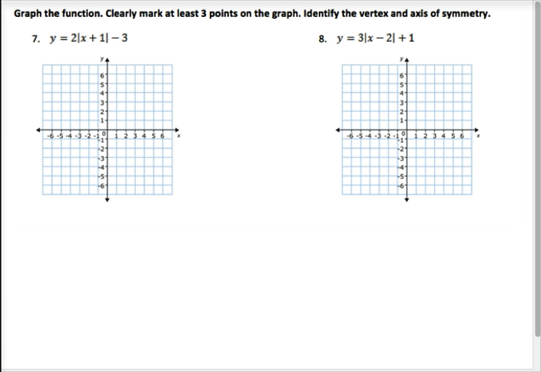All right, the next type of question. We learned how to graph absolute values. Now remember, the first thing that's important with absolute values is identifying the vertex. That's the first thing that we're going to do. So remember, for the vertex, I look at that +1. Remember, positive is a left change. So what that means is my vertex is actually at -1.